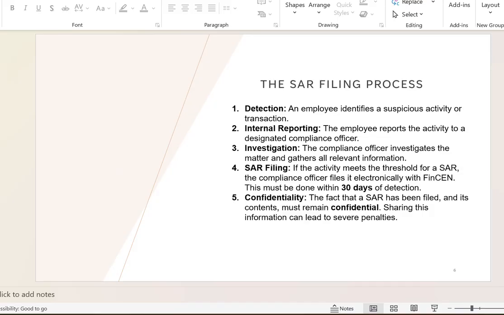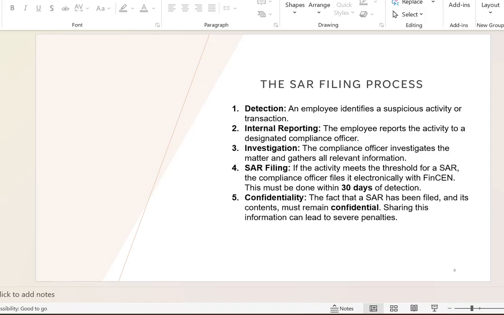So let's discuss the SAR filing process: how the SAR is filed, and what happens in the financial institution before filing the SAR. So the first step is detection, where an employee identifies the suspicious activity or transaction. The transaction data is fed to the transaction monitoring system, and the monitoring system will apply the business rules to the transactions. If they find a transaction suspicious and it breaches the rules we developed in that system, it generates an alert. So these are the alert-generated transactions.